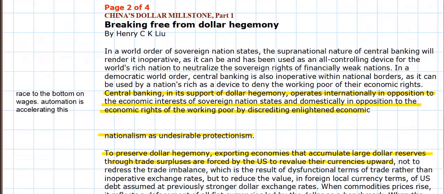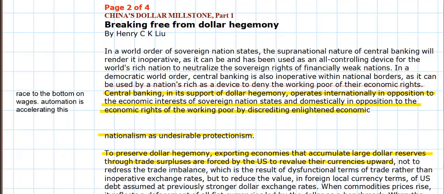In a world order of sovereign nation states, the supranational nature of central banking will render it inoperative, as it can only be and has been used as an all-controlling device for the world's rich nations to neutralize the sovereign rights of the financially weak nations. We've seen that with Venezuela and Iran. In a democratic world order, central banking is also inoperative within national borders, as it can be used by a nation's rich as a device to deny the working poor of their economic rights. We're looking at it right now, folks. They did that over the last 20 years.